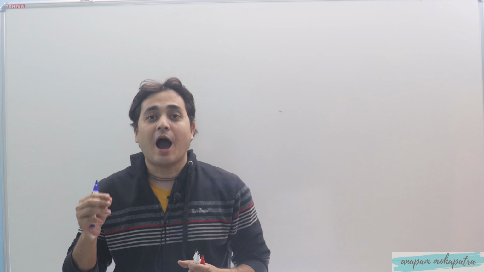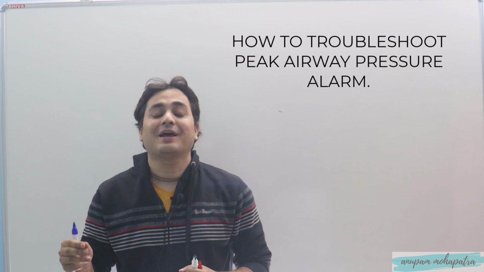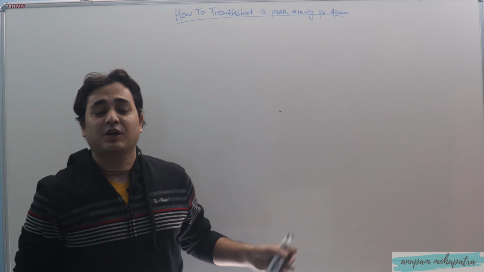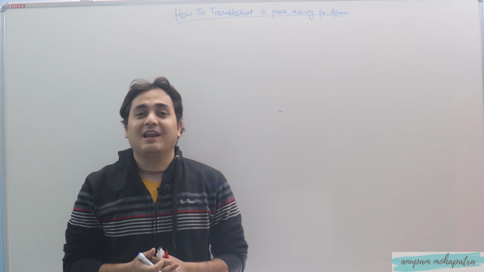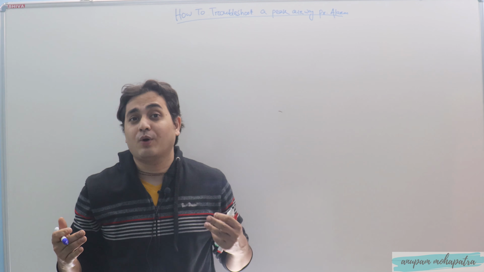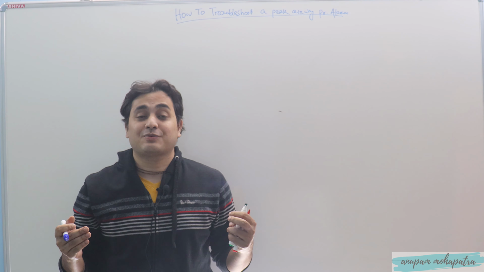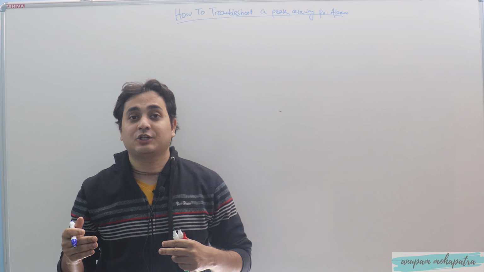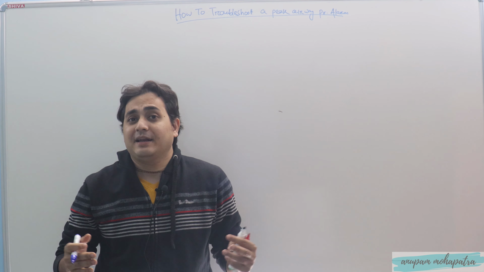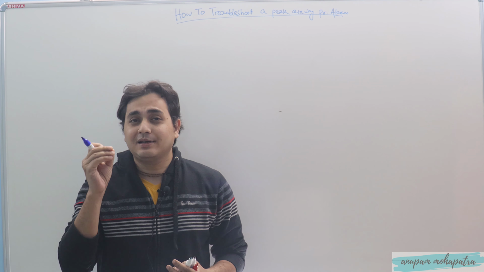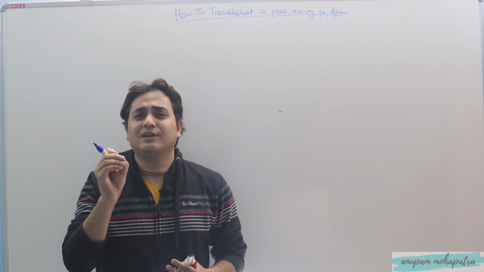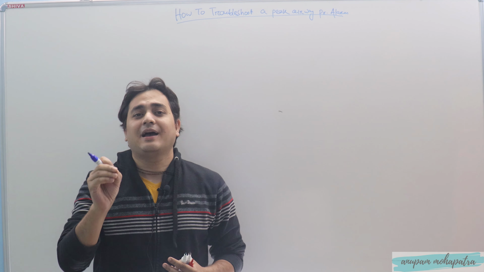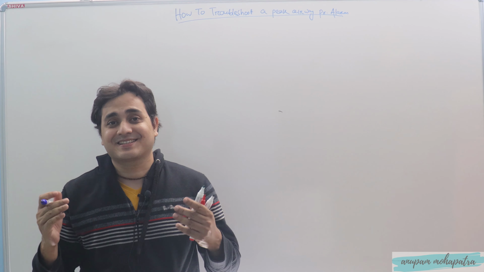Today we will discuss how to fix or troubleshoot a peak airway pressure alarm. This is very important in the ICU because every now and then there will be an alarm going on: peak airway pressure has become more than 40, what to do now? The sister becomes frightened, the sister calls a doctor, the doctor calls the biomedical technician, and it's a huge chaos. So today I will tell you a very simple method of how to troubleshoot a peak airway pressure alarm very easily. So let us discuss.